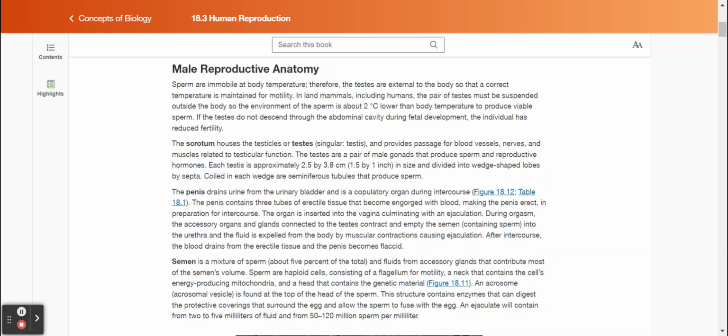The scrotum houses the testicles, or testes, singular testis, and provides passage for blood vessels, nerves, and muscles related to testicular function. The testes are a pair of male gonads that produce sperm and reproductive hormones. Each testis is approximately 2.5 by 3.8 centimeters, 1.5 by 1 inch, in size, and divided into wedge-shaped lobes by septa. Coiled in each wedge are seminiferous tubules that produce sperm.